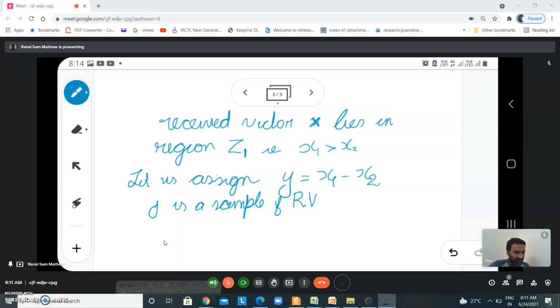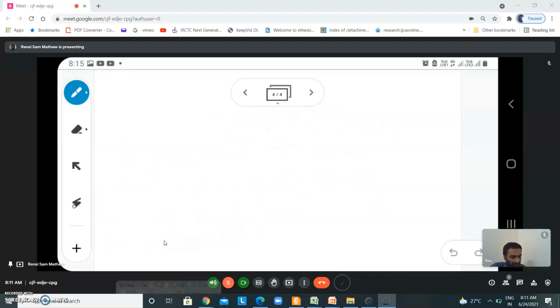Okay, we know x1 is a sample of a random variable capital X1, and x2 is a sample of a random variable capital X2, and we take the difference of two Gaussian random variables. When we take the difference of that, we will get another Gaussian random variable. So y is a sample of a random variable Y, which is a Gaussian random variable. Okay, and let us see what is the mean of it. So x1 and x2 are also samples of random variables.